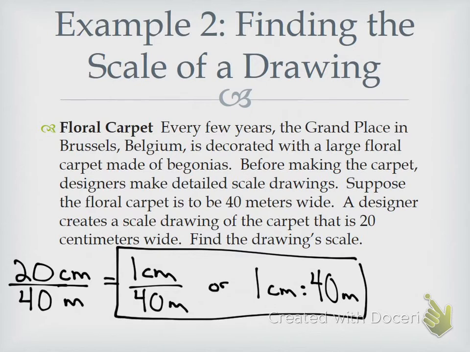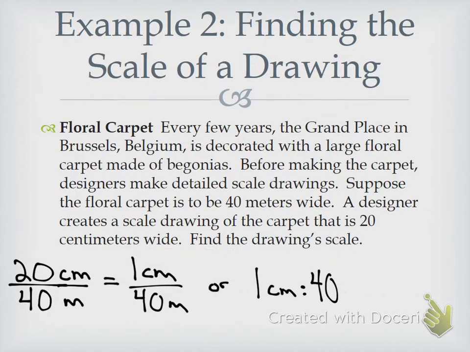Now, on your homework tonight, it's going to tell you to write this scale without the unit label. Well, let's look at it. Oh, sorry. It's 1 to 2. Whoops. I don't even know why I'm thinking 40. I forgot to reduce it. Okay, so it's 1 centimeter to 2 meters.